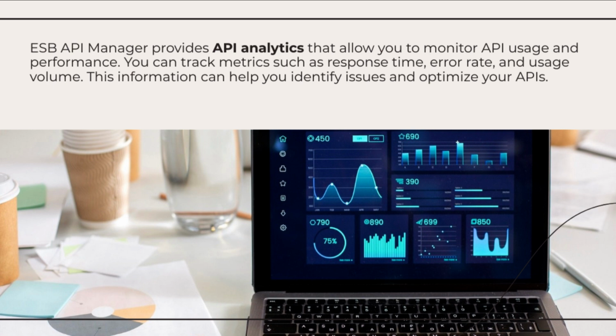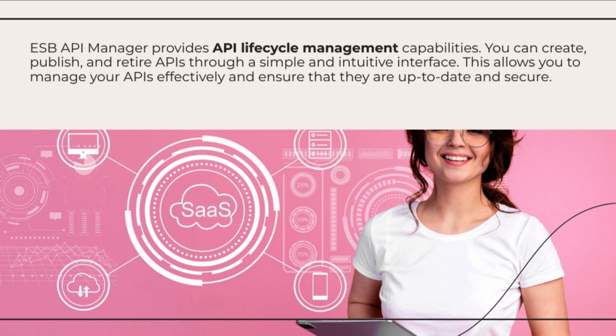6. API Key Management. ESB API Manager facilitates API key management to control access to APIs and track usage. It allows you to generate and manage API keys for different consumers or applications. You can set expiration dates, revoke or regenerate keys, and monitor their usage. This helps in identifying and managing authorized consumers and ensures accountability for API access.